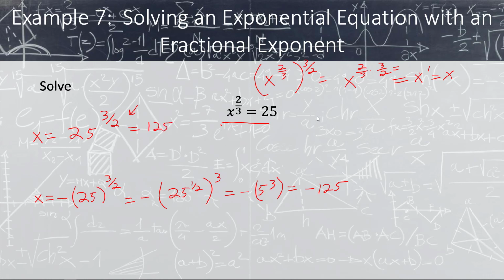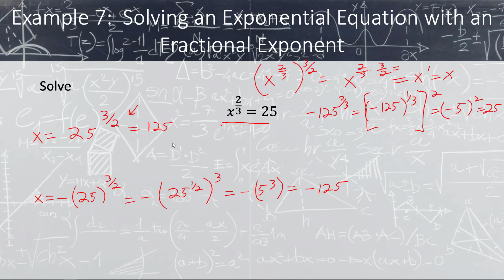Does it work? Well, let's do the negative one first. Here we are going to have negative 125 raised to the 2/3 power. I can rewrite that as negative 125 to the 1/3 power, all of this squared. Well, negative 125 to the 1/3 power is negative 5. So this is going to be negative 5, the entire thing squared, and that will be equal to 25, which is our desired result. And we'll get the same result if we evaluated this with 125.